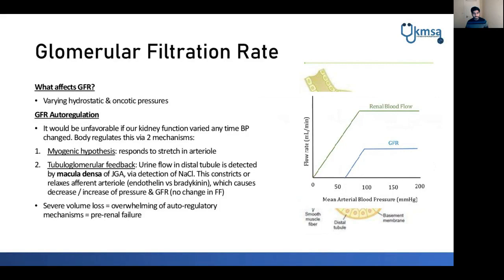You can see on this graph on the right that over a wide range, about 80 to 200 systolic blood pressure, our GFR is the same. Now, that's not to say it'll work all the time. It can be overwhelmed if there's a precipitous or significant drop in your blood pressure, and that's when you start to get into trouble with pre-renal failure.